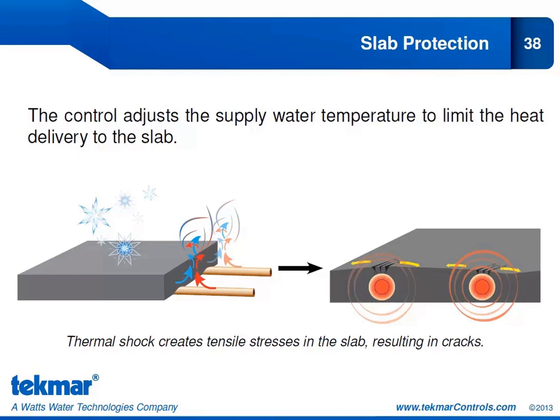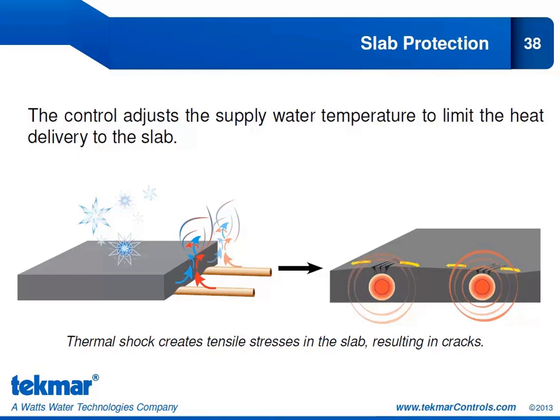Slab protection is a feature that you can turn on or off in the system menu. Now the reason you would want to enable slab protection is to protect your slab surface. What happens when you send very hot supply temperature for snow melting to a very cold slab, like in startup conditions, you can create a thermal shock at the slab. And thermal shock can result in tensile stresses. So you can see these yellow arrows and they're pulling apart in opposite directions of the slab. Now that will result in cracking on the slab surface.